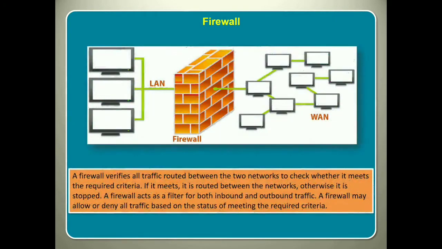A firewall verifies all traffic routed between the two networks to check whether it meets the required criteria. If it meets, it is routed between the networks. Otherwise, it is stopped. A firewall acts as a filter for both inbound and outbound traffic. A firewall may allow or deny all traffic based on the status of meeting the required criteria.